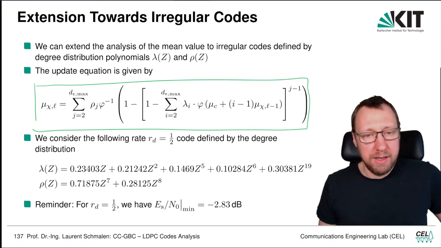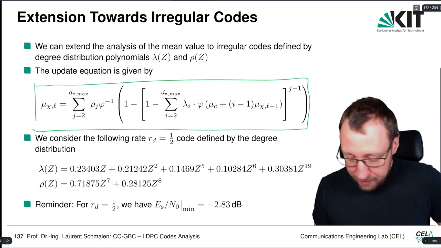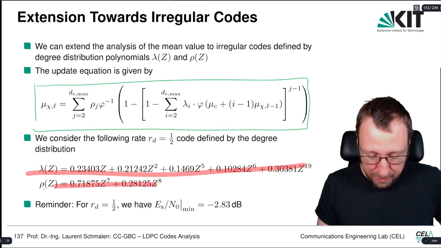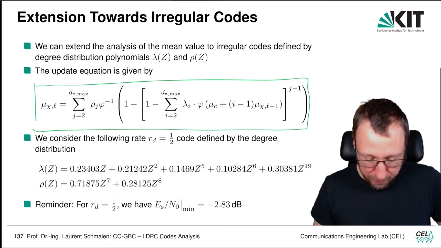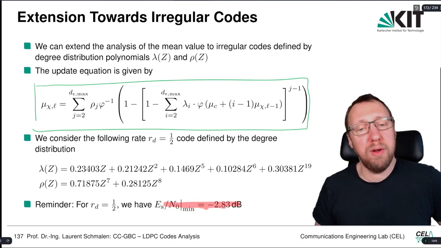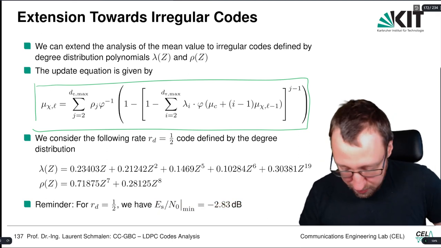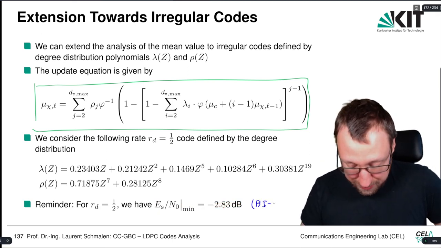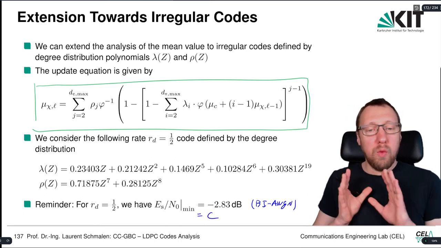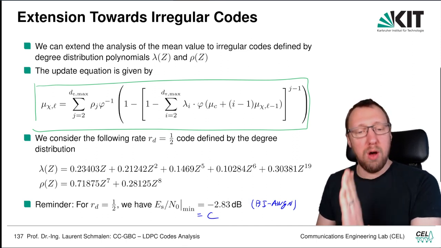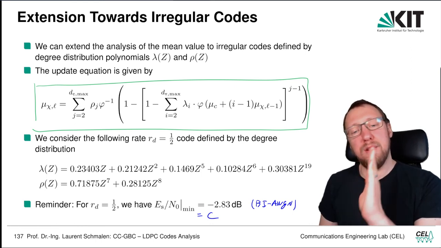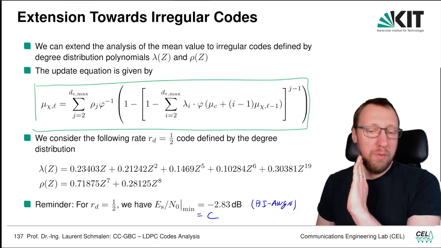So let's take a look at a specific code. We have a code of rate 1/2. Here we have the degree distribution. And recall, for rate 1/2, the minimum Es over N0 is minus 2.83 dB on the binary input AWGN channel. So this is the capacity. This is equal to C. We cannot decode at a smaller Es over N0. This is the limit. This is the capacity of the channel for a rate 1/2 code. We cannot go beyond that.